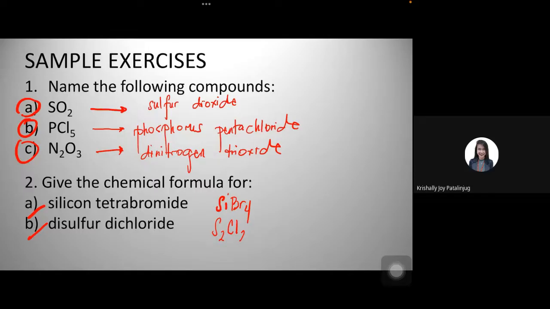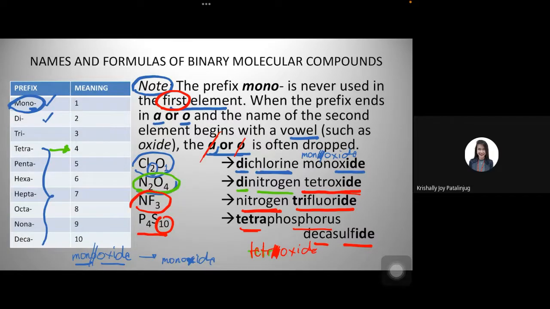You don't have to memorize a list of ions here. It is more on the familiarization of the elemental symbols. You have to know the symbols of sulfur, silicon, bromine, chlorine, nitrogen, etc. So that's your foundation in learning how to name and write formulas for binary covalent compounds.